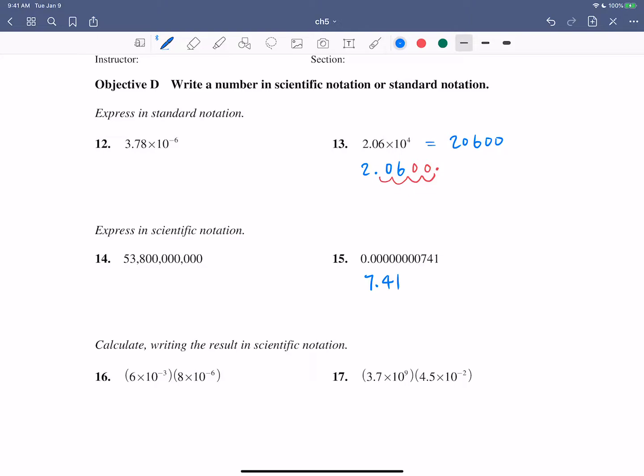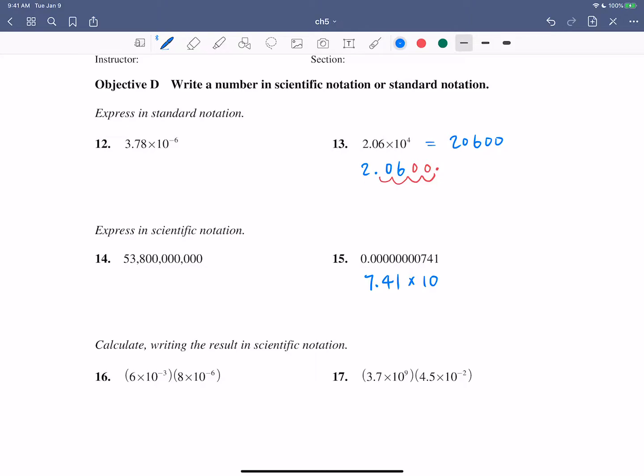So notice that I used all the digits. The zeros in front of 7, they don't matter in this case. Simply, we have 7.41. And then, you're going to figure out a power of 10, because that's how scientific notation works. How do you figure out what that is? So, there are several ways that you can do it.